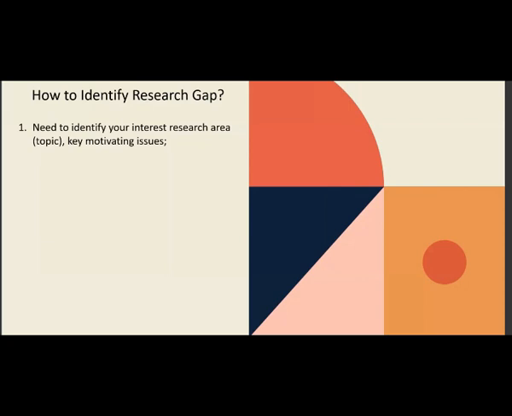Okay? It is about you. It's not about your supervisor. It's not about your co-supervisor, what they are telling you to do. It is about you. Okay? Because some of the students come and prefer for the supervisor to allocate the topic for them, and so on.